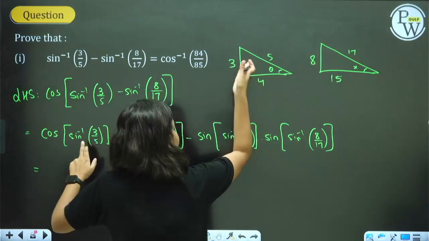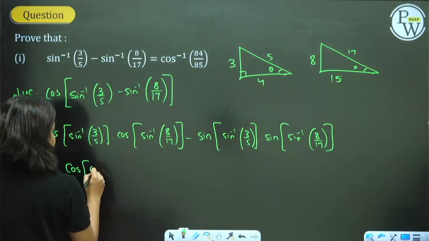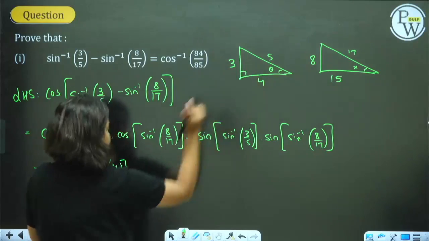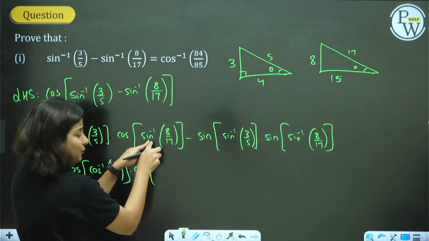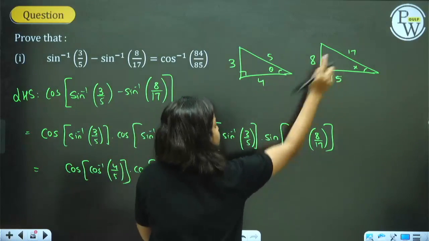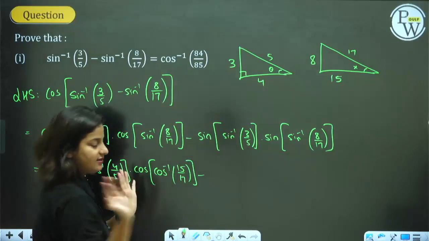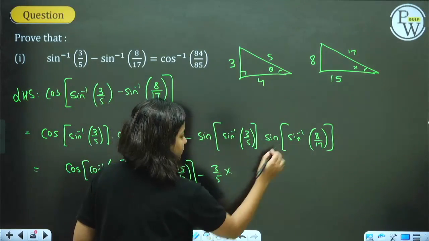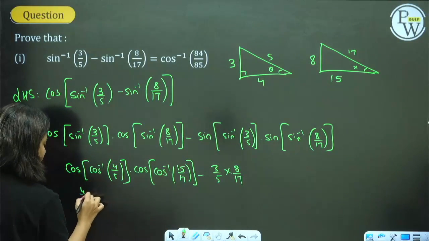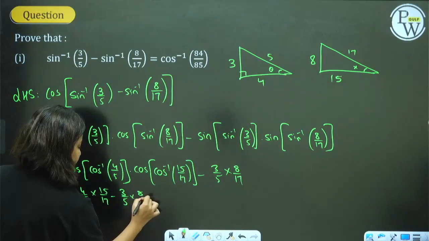So look in the triangle, what is cos? I can write it as cos inverse of adjacent upon hypotenuse. Once again, we don't like this sin inverse, we want cos inverse. So in that triangle, cos is adjacent upon hypotenuse, 15 by 17. Here, yes, we like sin: 3 by 5 into sin, cancel, 8 by 17. So it is cos inverse 4 by 5 into 15 by 17 minus 3 by 5 into 8 by 17. Just get the answer.